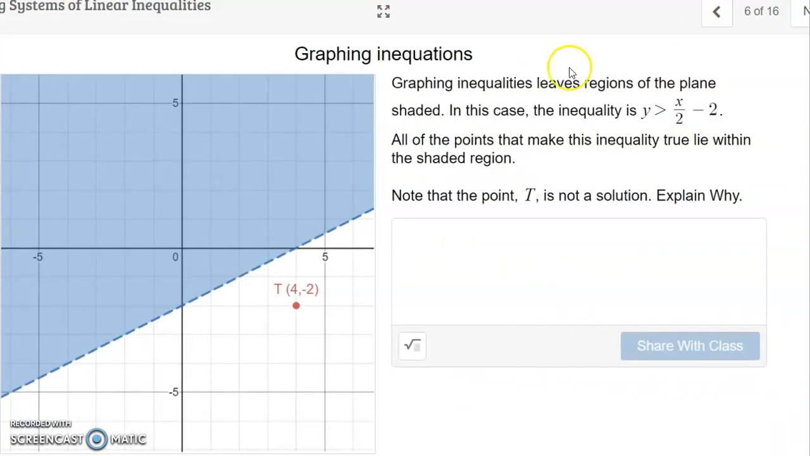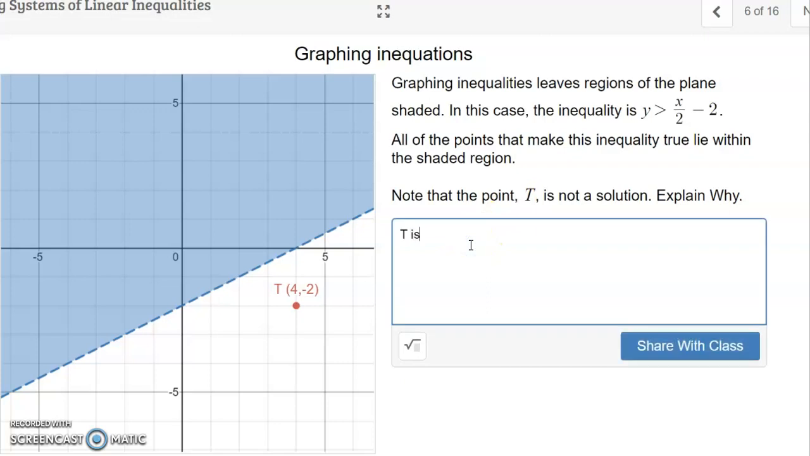Let's look at slide number 6. Graphing inequalities leaves regions of the plane shaded. In this case, the inequality is y is greater than 1/2 x minus 2. All the points that make this inequality true lie within the shaded region. Note that the point T is not a solution. Explain why.